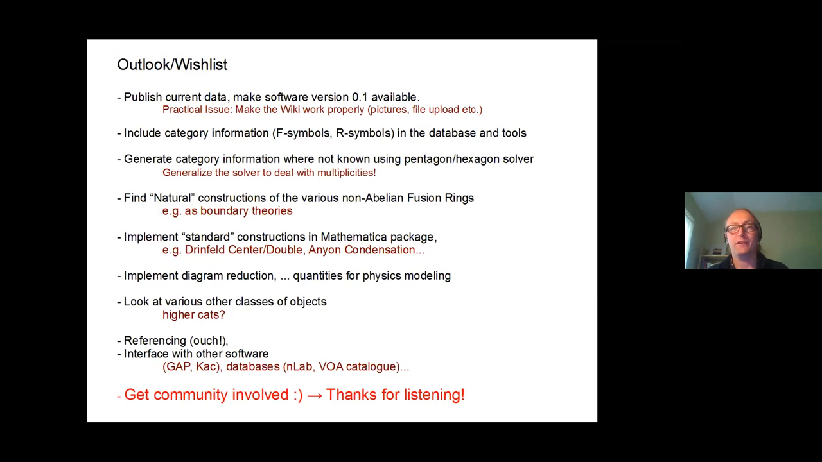Implement various standard constructions, particularly the twofold double or center, and any condensation into our Mathematica package, because then we can immediately build, for example, TQFTs out of any tensor category by using the center construction. And then there's various other things we'd like to make, diagram reduction. You can read for yourself.